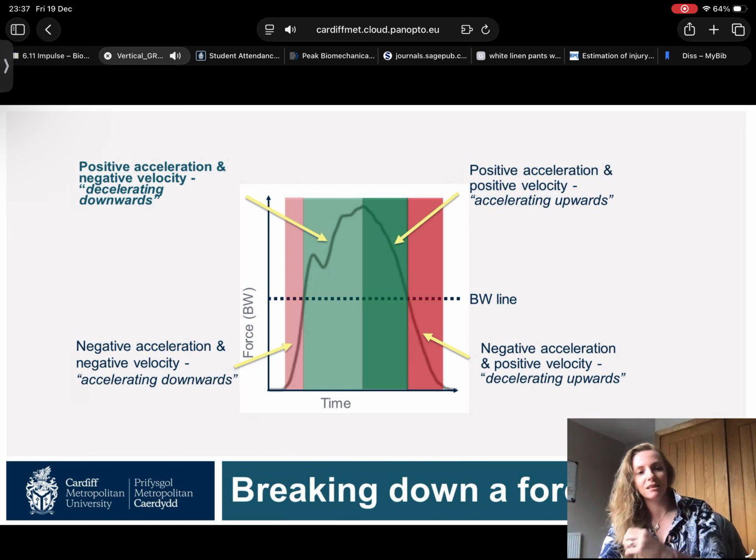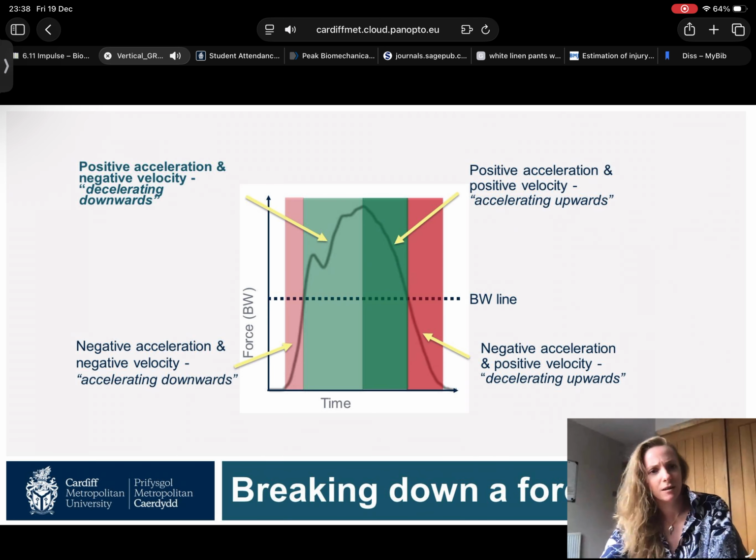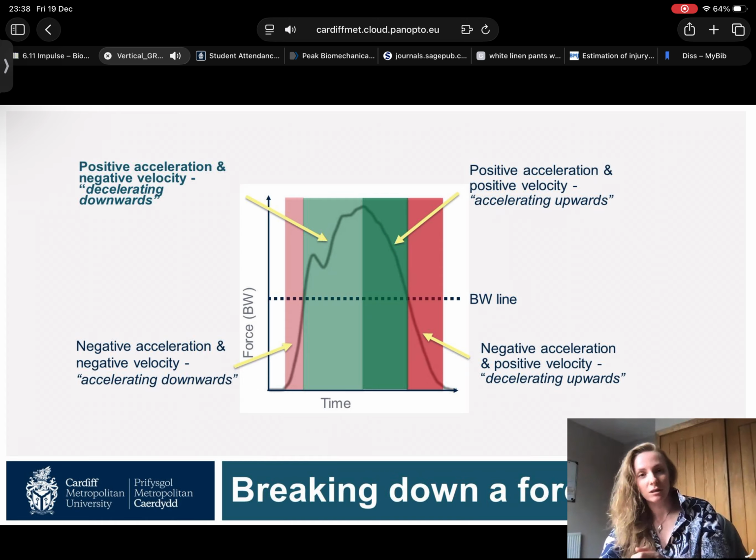So that means we are accelerating downwards, because when the acceleration and velocity act in the same way, we are accelerating in that direction. During this portion of the curve, okay, we are now having a positive acceleration because our body weight line, we've risen above that. So we're now positively accelerating, but we still have a negative velocity. So remember, we're still going down because we haven't hit mid-stance yet. So that means we are now slowing down as we're going downwards. So we are decelerating downwards. This is what helps slow us down before we then start to accelerate back up again.